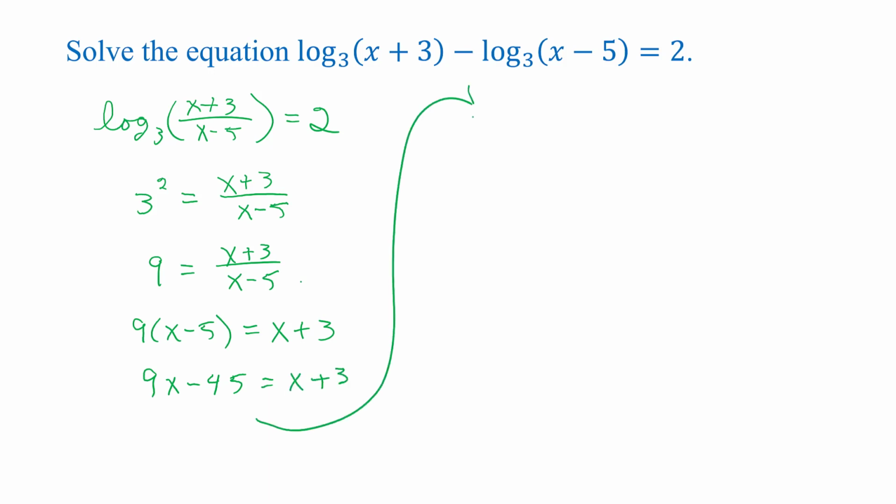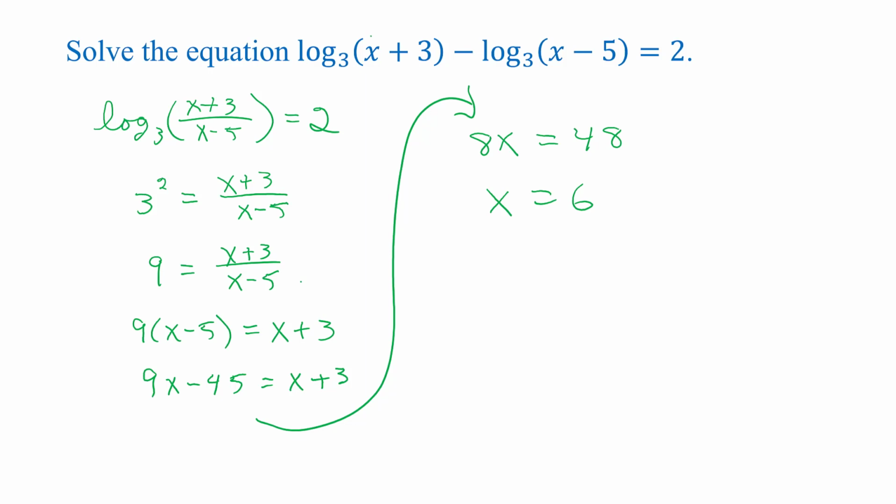After which, on the left side, subtracting x from each side, we would have 8x on the left, and adding 45 to each side, we would have 48 on the right. If 8x equals 48, that would give me x equals 6. We can't quite call this a solution yet. We need to check it in each argument.